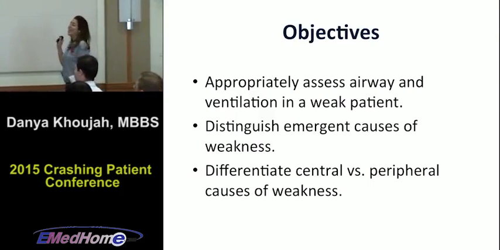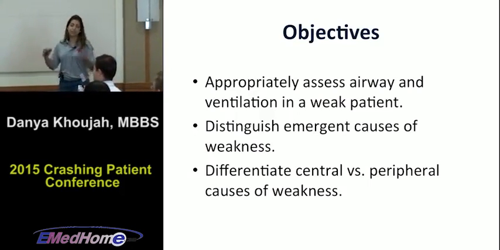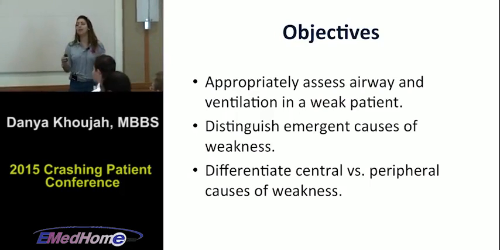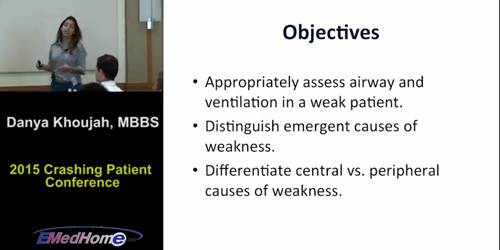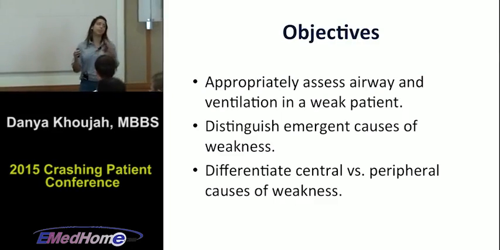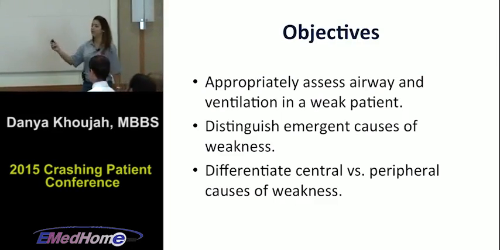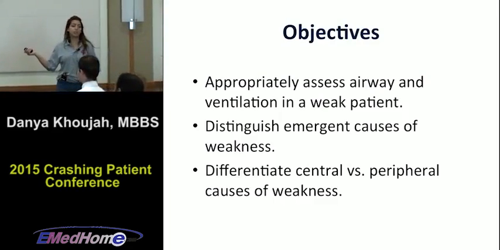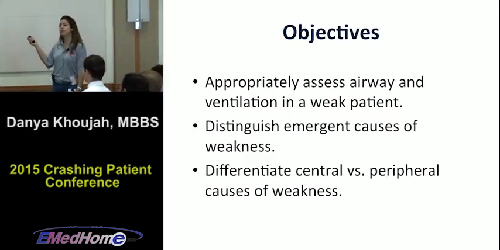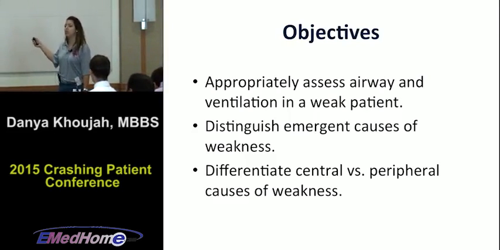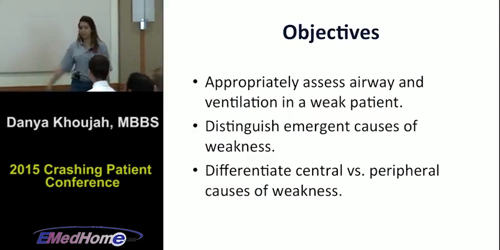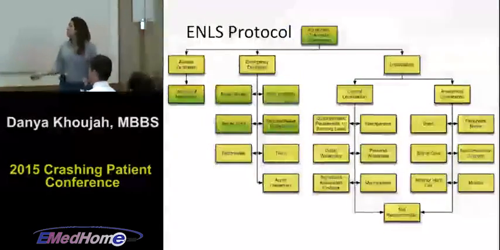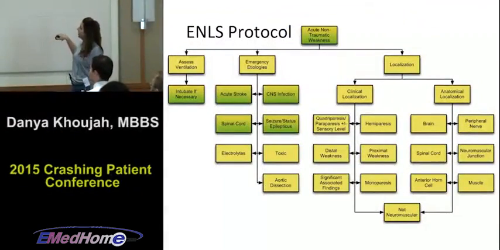So basically, what you really need to do is look at this in a different way. It's not about what the cause of the weakness is. Let's look at it in a different priority. First of all, the airway and ventilation, which we're pretty good at doing. And the second one is, is it an emergent problem? Is it something that we need to fix right now, or can it wait? And then try to figure out, is it a central cause or a peripheral cause of weakness? So this is the EMLS protocol.